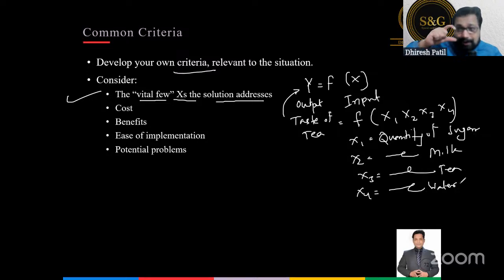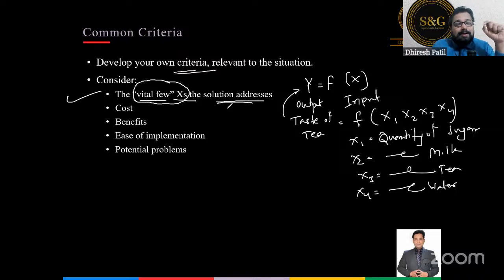There will be a few X's which will be critical, which will be vital, and some X's will be trivial. Their impact will be less, and a few factors' impact will be high. That's what Pareto analysis is all about, 80-20. So, while identifying the criteria, we need to check how much this solution is impacting the vital X's, the critical X's. Is this solution impacting my critical X's? That is the first one. Is it cost effective?